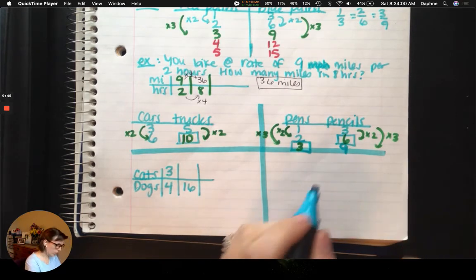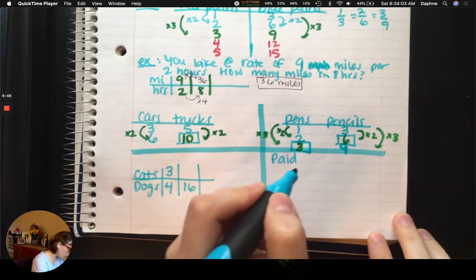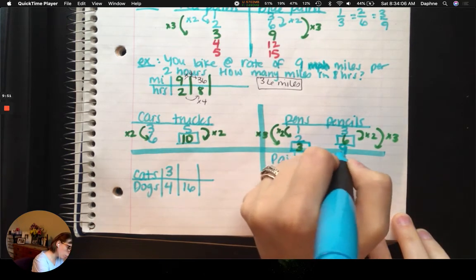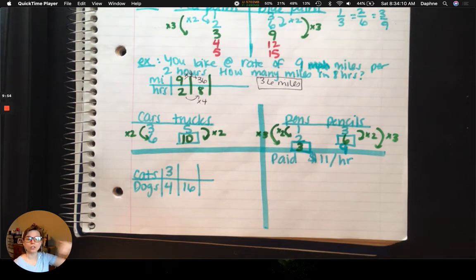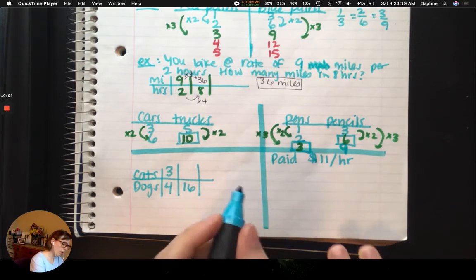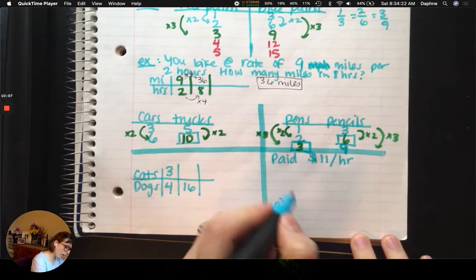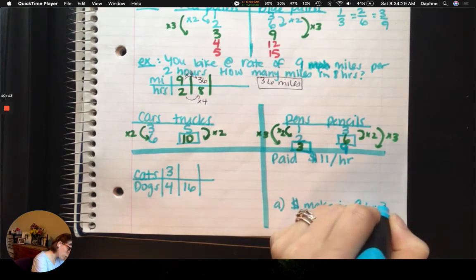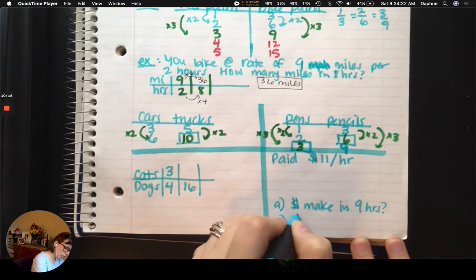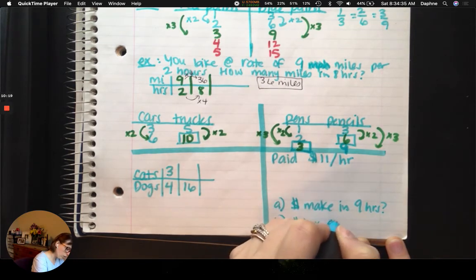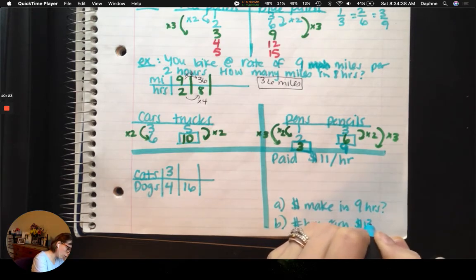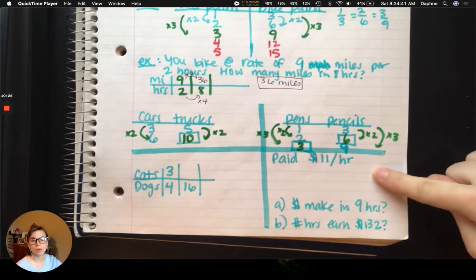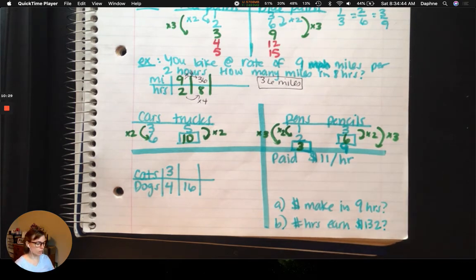All right, this last one. So you are paid at your job $11 per hour. So money and hours, those are our 2 variables. And I want you to make the table describing the rate that was given. And then I want you to find 2 things. So find how much money do you make in 9 hours, and what's the number of hours that you need to earn $132? So I want you to make the table and then answer those two questions. So pause the video, try it on your own.